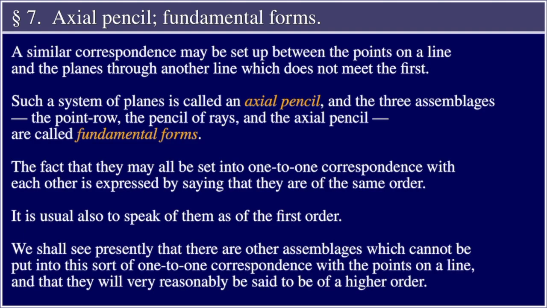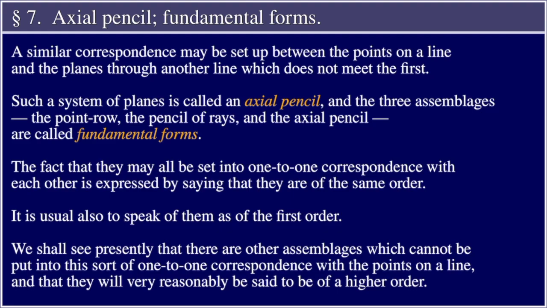Section 7, Axial Pencil, Fundamental Forms. A similar correspondence may be set up between the points on a line and the planes through another line which does not meet the first. Such a system of planes is called an axial pencil, and the three assemblages, the point row, the pencil of rays, and the axial pencil, are called fundamental forms.